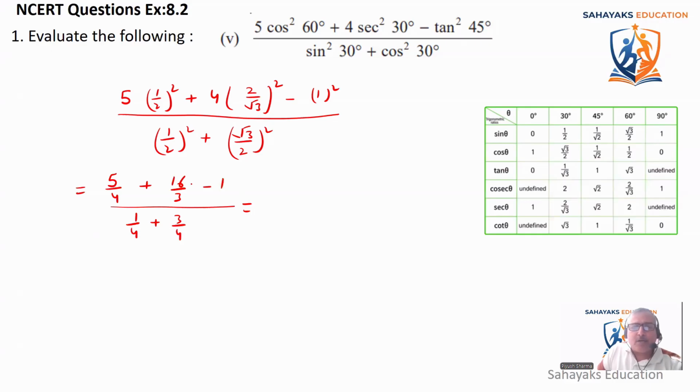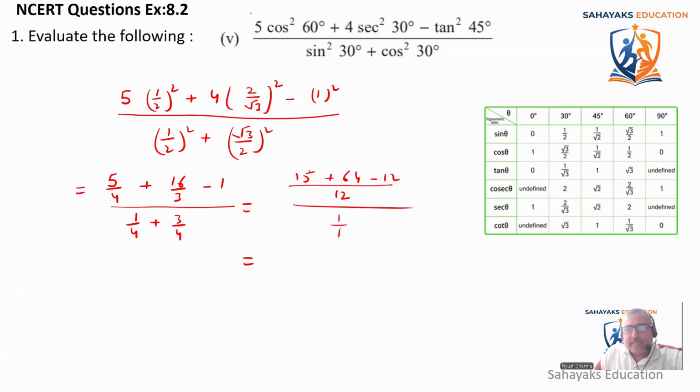Okay. Now we'll take the LCM on top. It becomes 12. So 4 3s are 12, 3 5s are 15 plus 3 4s are 12, 16 4s are 64 minus 12, divided by 1 by 4 plus 3 by 4, which is 4 by 4, that is 1. So it's 1 by 1, you can write it as 15 plus 64 minus 12, let's find the answer.